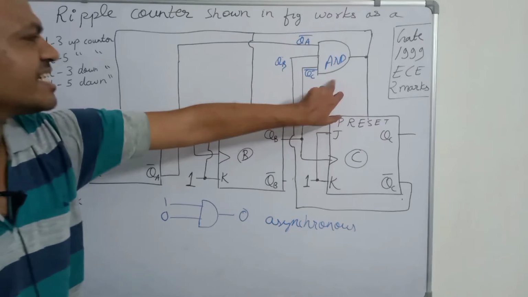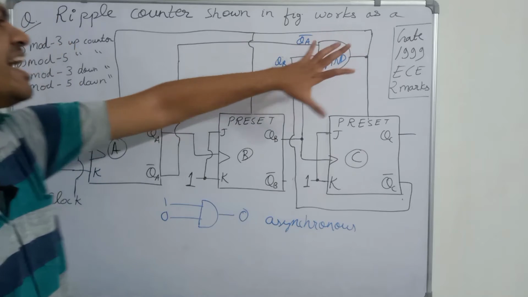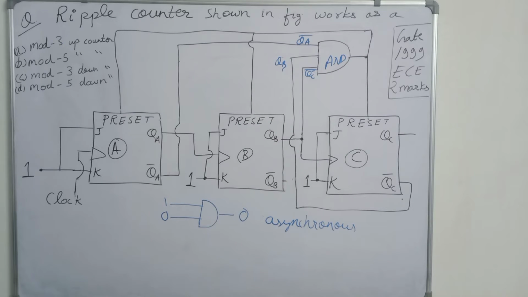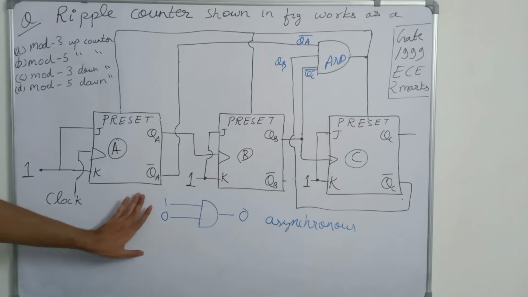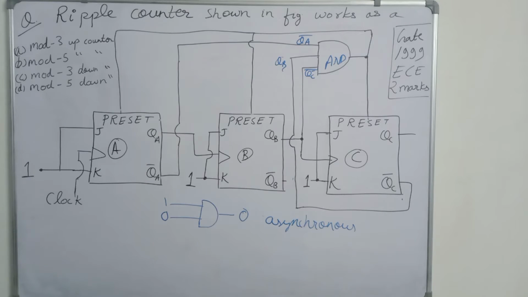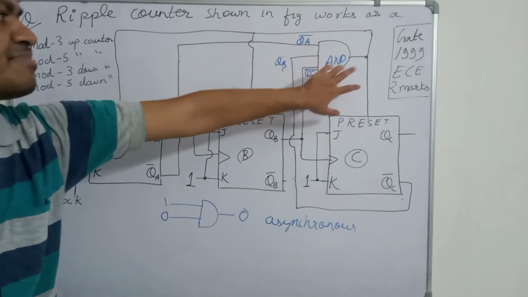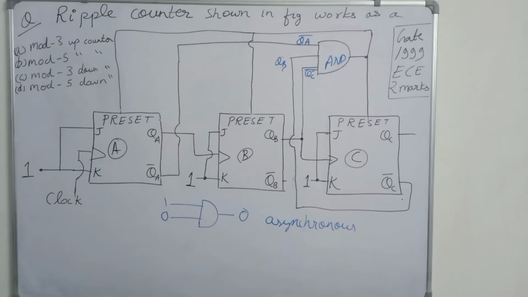Similarly, this preset is an asynchronous input because it is provided by using an AND gate. It does not need a clock to give a result. So it is not in sync with the clock, and so it is called asynchronous. So this preset is an asynchronous input.